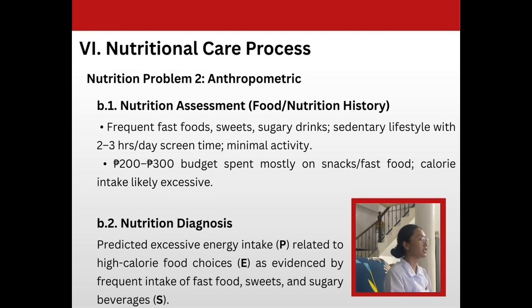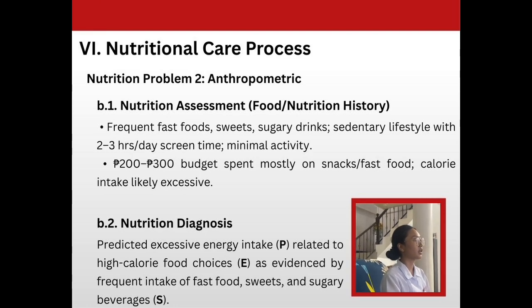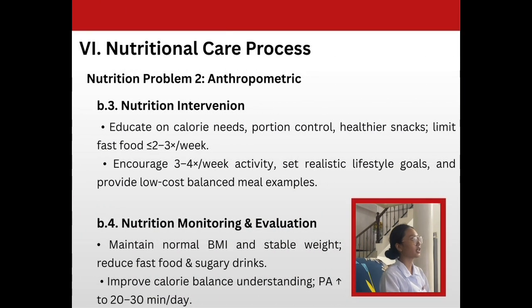For diagnosis, predicted excessive energy intake related to high-calorie food choices as evidenced by frequent fast food, sweets, and sugary beverages. And for the intervention, educate on calorie needs and portion control. Limit fast food to 2 to 3 times a week, promote healthier snacks, and encourage physical activity 3 to 4 times a week. Set realistic goals and provide low-cost balanced meal examples.